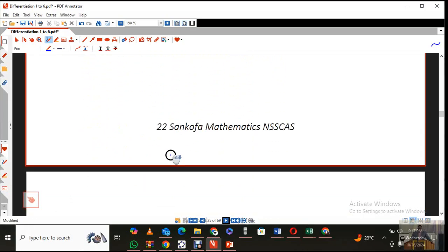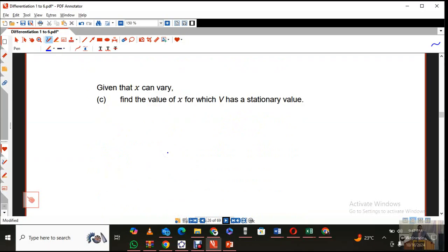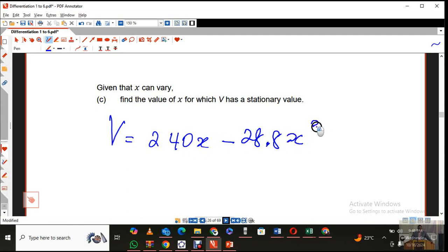Right, they will now say something varies. Given x can vary, the moment they come up with those things, this is where you have to think of differentiation. Because it wants you to find the value of x for which v has a stationary value. So our v was nothing but 240x minus 28.8x cubed. So we are going to do dv dx.